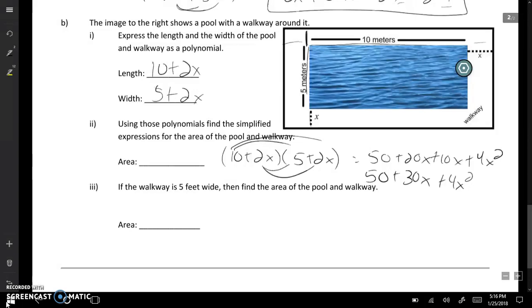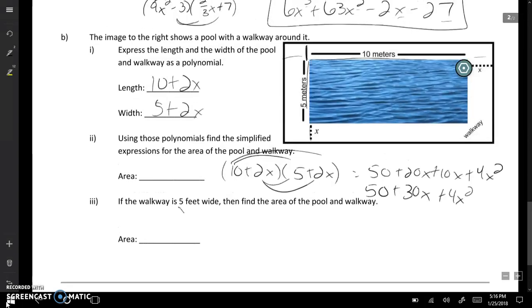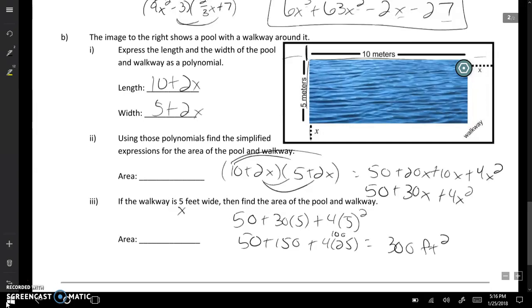Now it says the walkway is 5 feet wide. That's our x. So find the area. So just plug in x. You can go 50 plus 30 times 5 plus 4 times 5 squared. And that's 50 plus 150 plus 4 times 25, which is just 100. So 50 plus 150 plus 100 is 300 square feet.